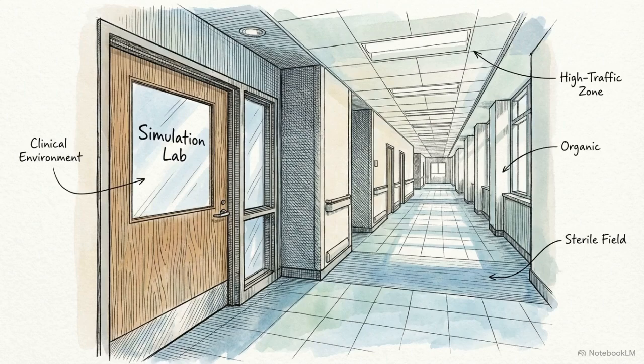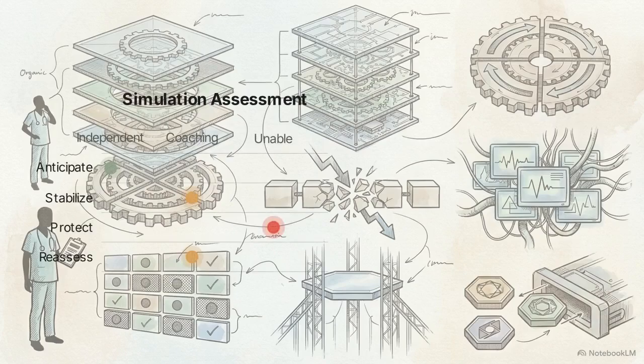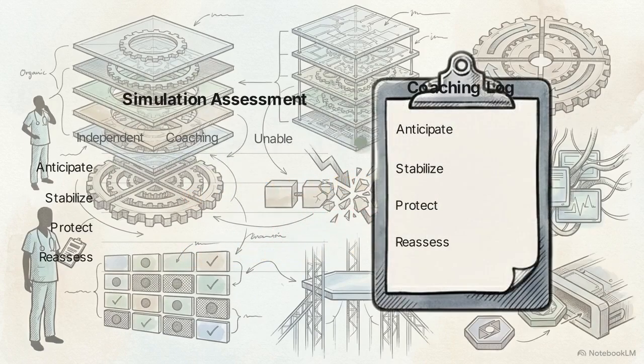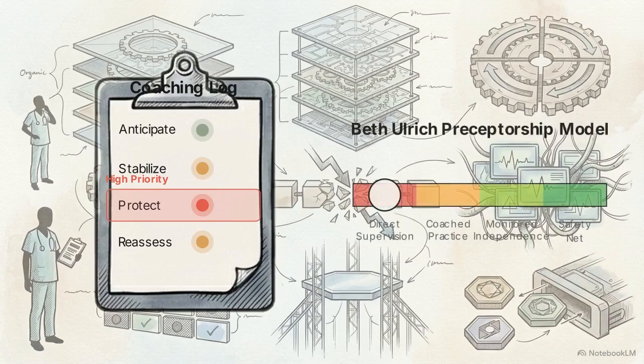The third architectural layer transfers that diagnosed simulation data out of the classroom and into real-world clinical preceptorship, utilizing the Beth-Ulrich scaffolding model. This data handoff protocol is critical. The Donna-Wright simulation assessment flows directly into the preceptor's daily coaching log, explicitly defining what the learner needs to practice at the bedside. The preceptor analyzes this specific data to calibrate their level of intervention for the shift, determining whether the learner needs direct hands-on supervision or simply a monitored safety net.